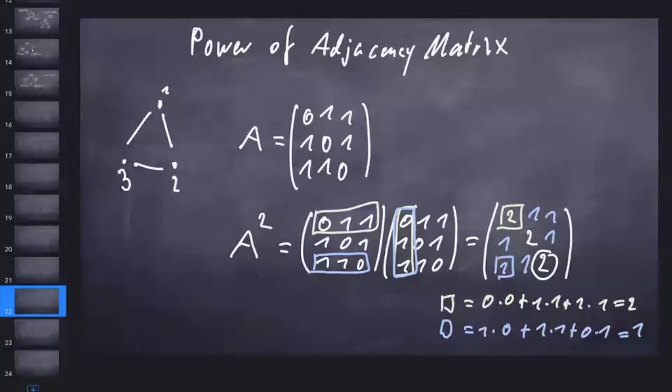But with that, we cannot really compute triangles. With triangles, what we have to do is compute A to the power of 3. Let's do that. So A to the power of 3. We can take the matrix with 2, 1, 1, 1, 2, 1, and 1, 1, 2, and multiply it again with A, for example.